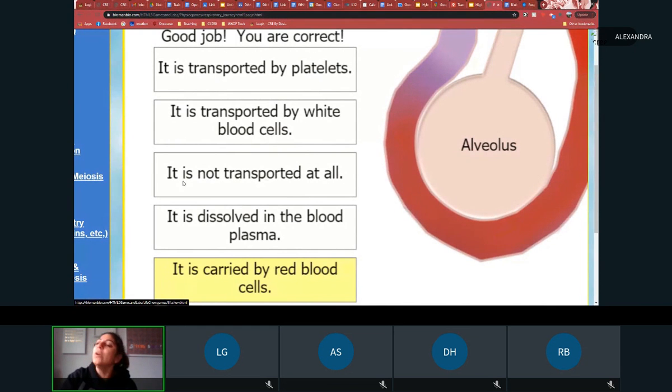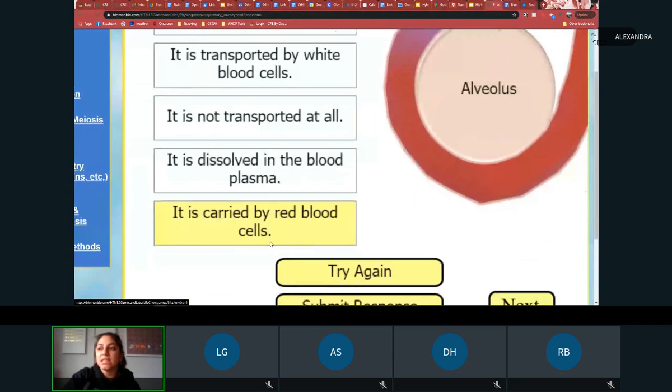We know that it does get transported, right? So not transported at all doesn't make quite sense because we know that when we breathe in oxygen, it's specifically to get to the rest of our cells. So we know it does have to go through somewhere. It has to get transported. And then if we look at it is dissolved in the blood plasma, well, we haven't really talked about the blood plasma, and we specifically use the word diffuse, not dissolve. So then that leaves us with this last answer, which is carried by red blood cells.